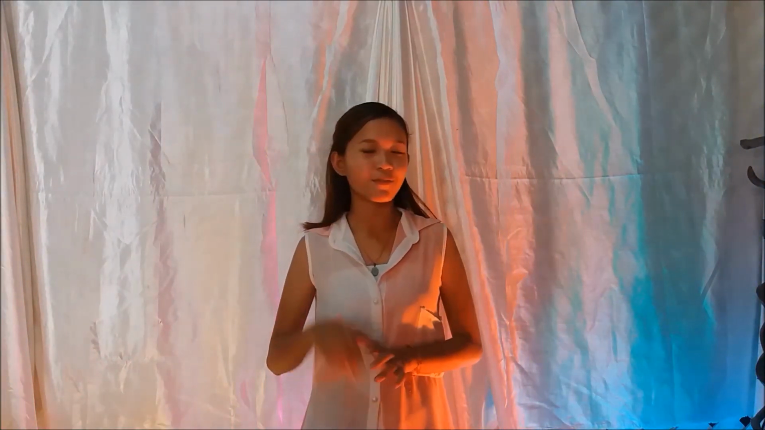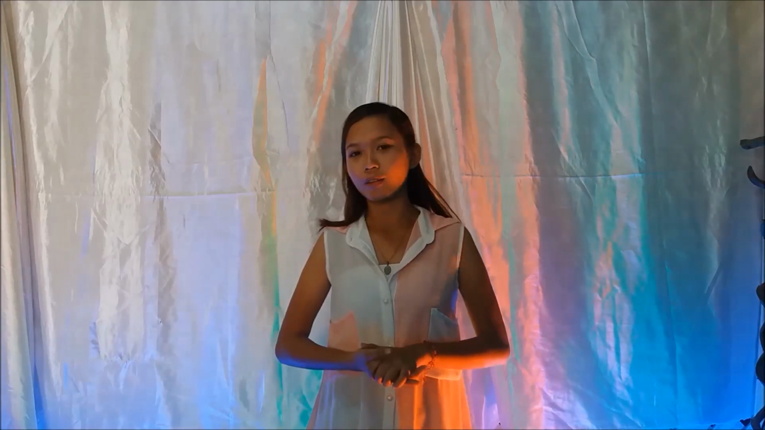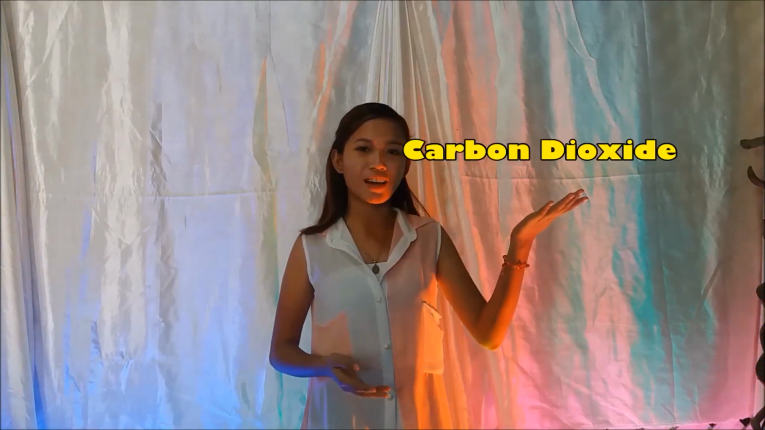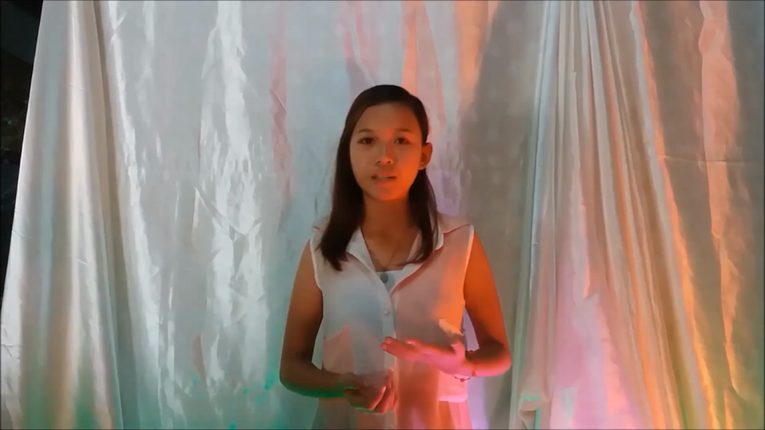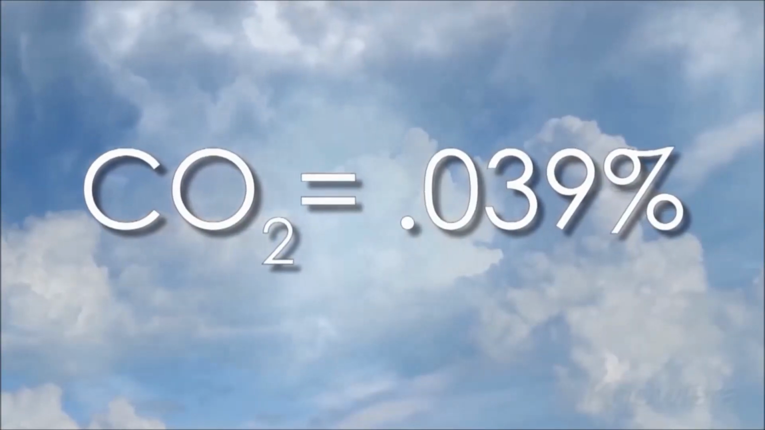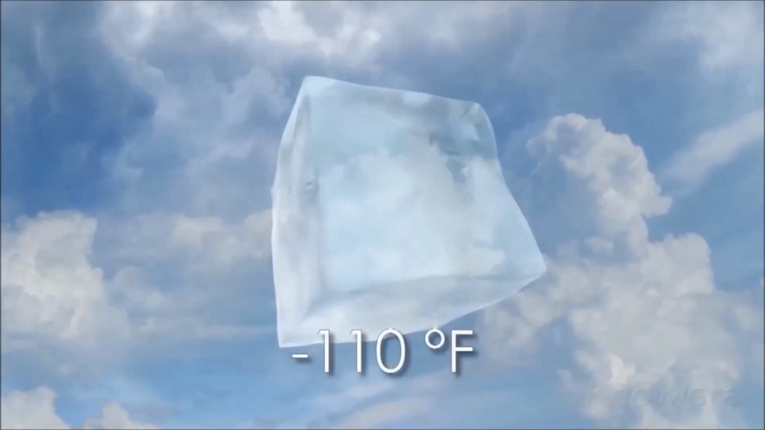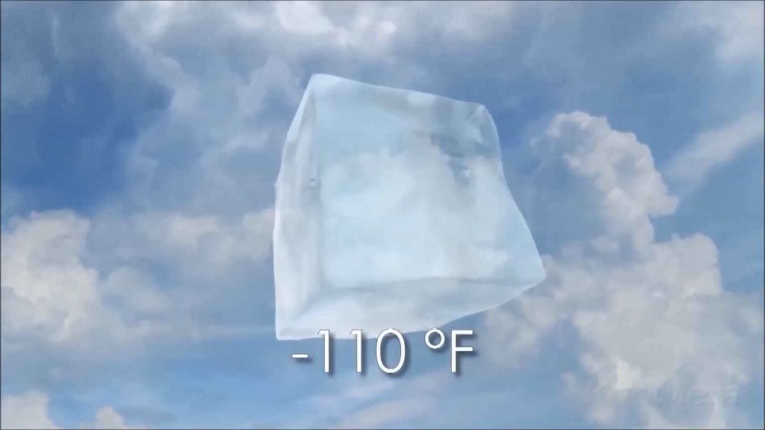Circulation in animals is very important as it ensures that everything is working properly. Vital substances, for example, oxygen, carbon dioxide, nutrients, waste, and many more, have to move or circulate within the body. Animals also need to be able to remove from their bodies unwanted substances. So, a great example for this is the carbon dioxide. Carbon dioxide makes up 0.039% of our atmosphere, and it freezes at about minus 110 degrees Fahrenheit.